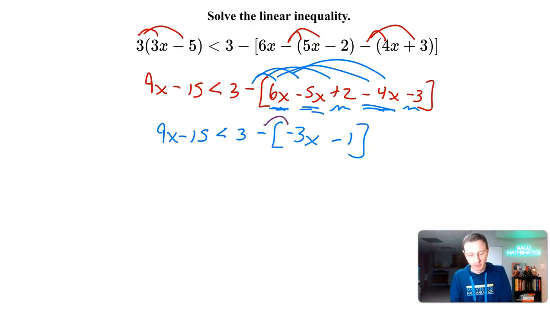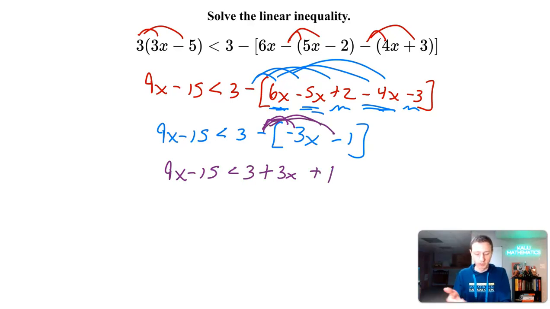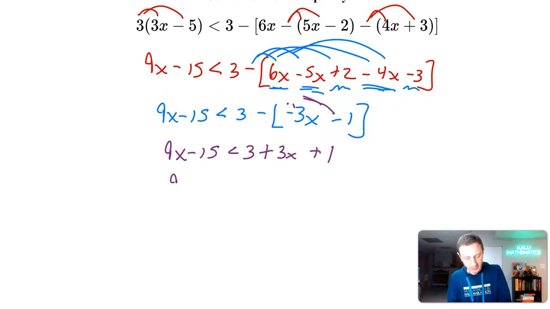Now I can distribute this negative into here and take the opposites of those signs. So 9x minus 15 is less than 3, and this becomes plus 3x, because negative times a negative 3x makes a positive 3x, and negative times a negative 1 makes a positive 1. Or just flip the signs. That's what we're really doing when distributing the negative. Then we have some things to clean up. 9x minus 15 is less than, I have these like terms, 3 plus 1 is 4, so I'll write this as 3x plus 4.